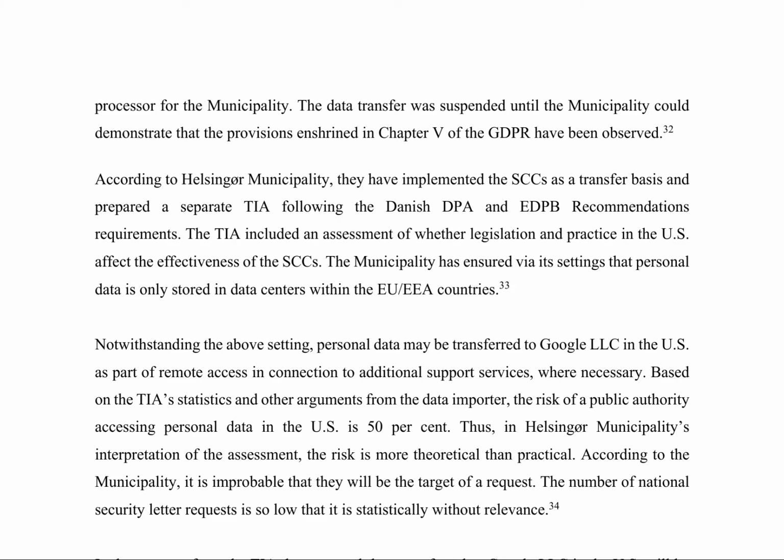The TIA assessed the risk of public authorities accessing personal data in the US, estimating it at 50%. Despite this, the municipality argued that this risk is more theoretical than practical, citing the low number of national security letter requests. However, despite implementing SCCs, the municipality acknowledged that personal data may still be transferred to Google LLC in the US as part of remote access for additional support services.